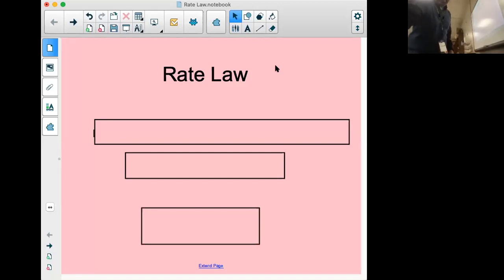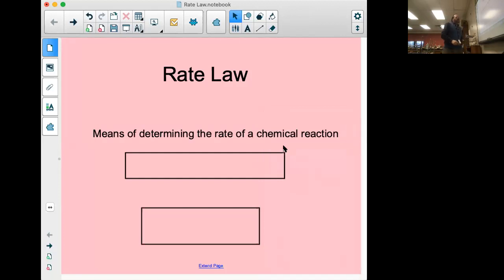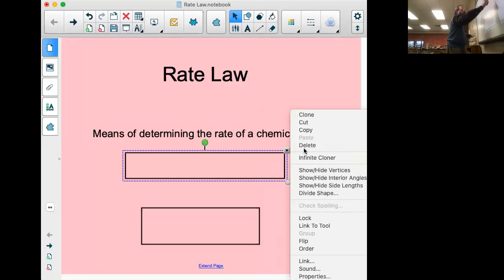We're looking again at kinetics, and today we're looking at rate law. Rate law is defined as the means of determining the rate of a chemical reaction. Now, it's different from instantaneous or average rate of reactions. We're looking at an equation to work from our chemical reactions.